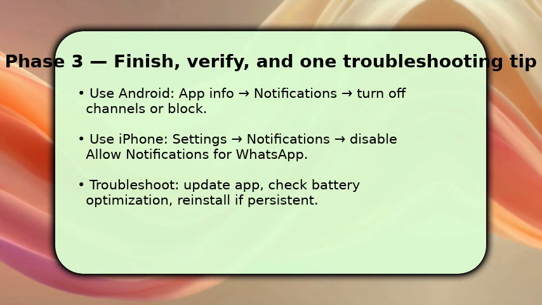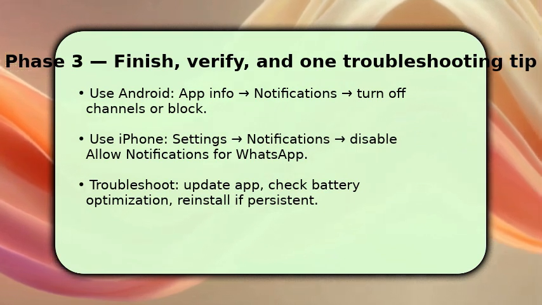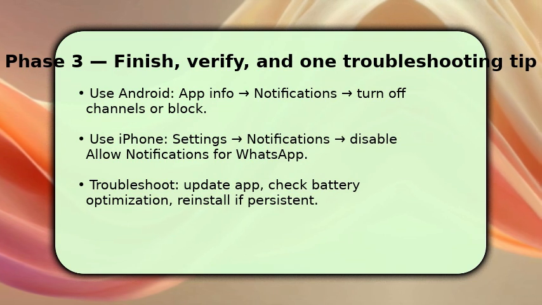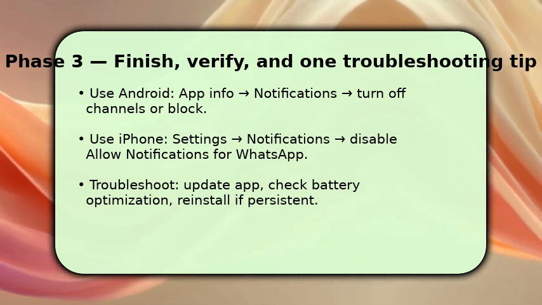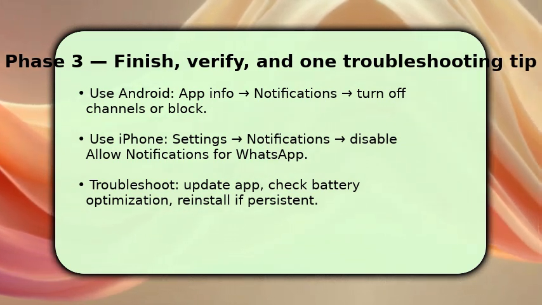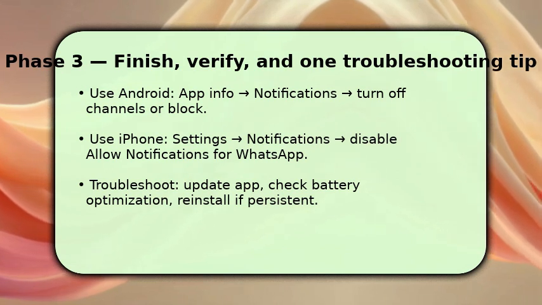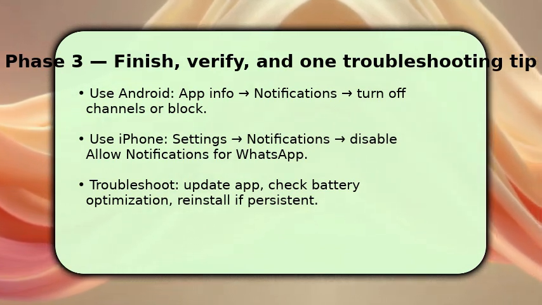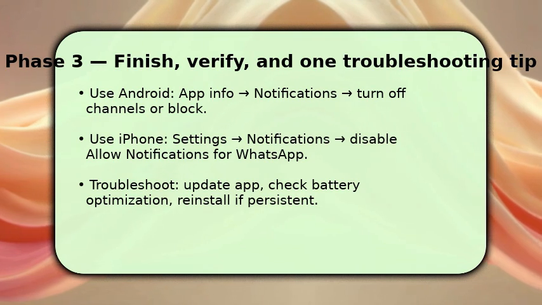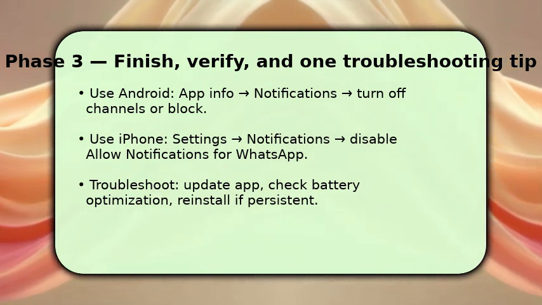After you test, make sure the app is updated. If alerts persist, check battery optimization and background data, then reinstall as a last resort. If things still go wrong, reboot and verify account-level notification exemptions. This single troubleshooting tip usually resolves stubborn cases.